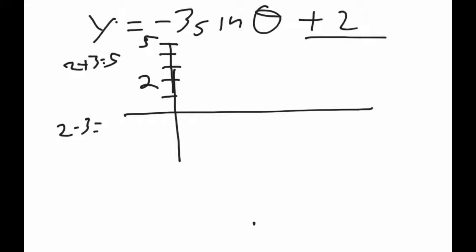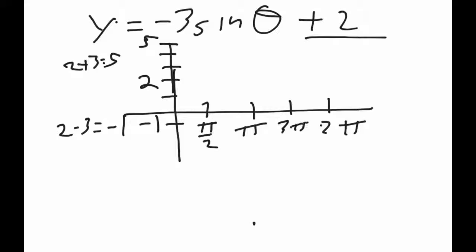And 2 minus 3 equals negative 1. So down here I got negative 1. Since nothing changed on my period, we're going from 0 to 2 pi. Right in the middle of 0 and 2 pi is pi. Right in the middle of pi and 0 is pi over 2. And right in the middle of pi and 2 pi is 1.5 pi, or 3 pi over 2.